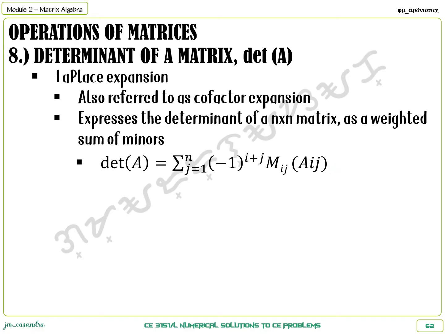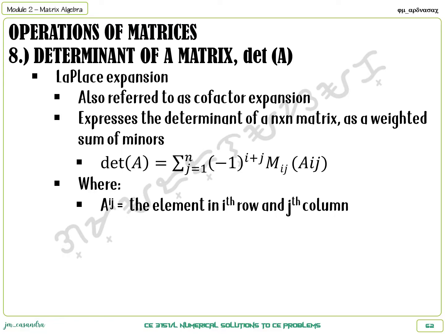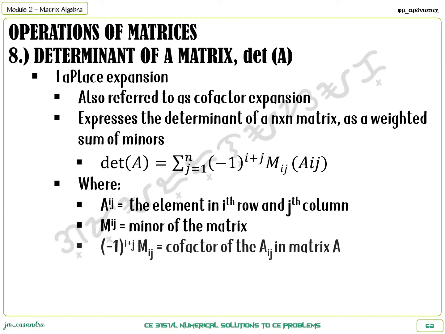In this equation, Aij will simply be the element in the ith row and the jth column. Mij is the minor of the matrix. And negative 1 raised to i plus j times the minor is our cofactor of the element ij in the matrix A.